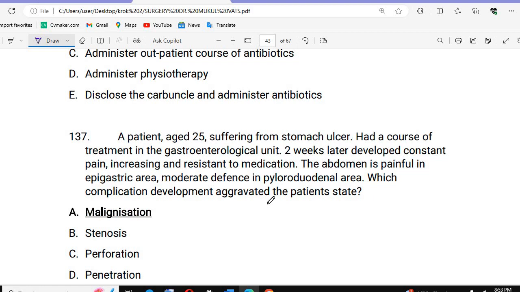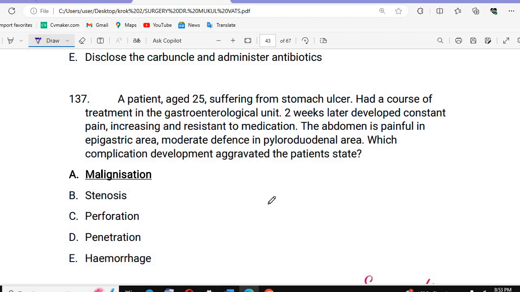Now let's see this question. We have seen stomach ulcers and their complications. One complication is post-hemorrhagic anemia, another is perforated ulcers. Other than that, the patient had a course of treatment in the gastroenterological unit. Two weeks later he developed constant pain, increasing and resistant to medications. I don't know why they choose malignization, but this patient is just resistant to medications. The abdomen is painful in the epigastric area, with moderate defense in the pyloroduodenal area. Which complication developed and aggravated the patient's state?